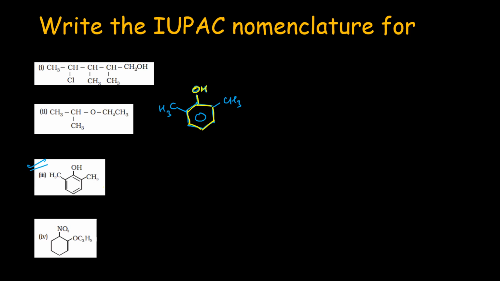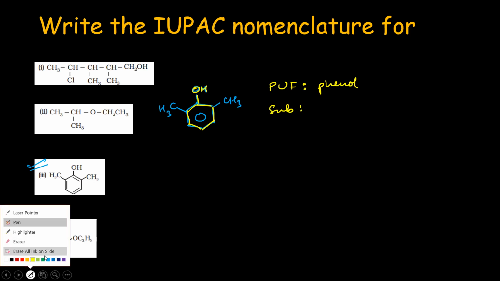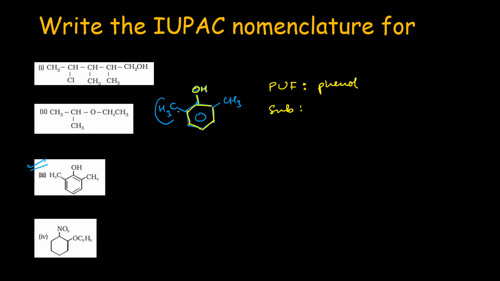And whenever you attach a group to benzene, then you have already named the PUFF. PUFF means parent, unsaturation and functional group. You have written the names of these three, and it is phenol. Now what remains is just the substituent. Now what is the substituent here? You can easily see that the substituents are this CH3 group and this CH3 group. And CH3 groups are known as methyl. When we have two CH3 groups, it will be known as dimethyl.